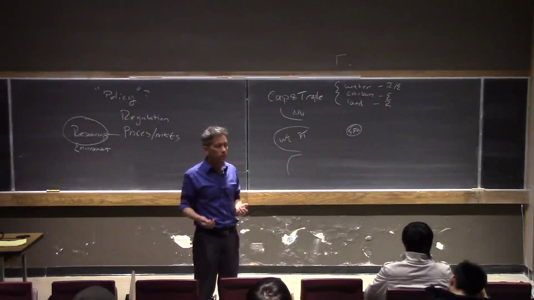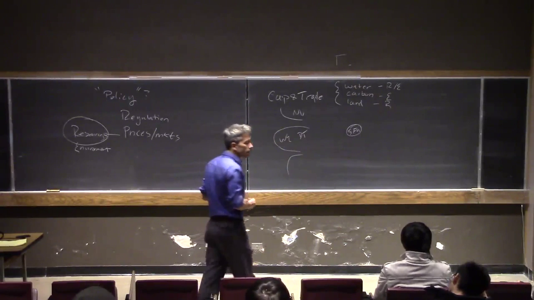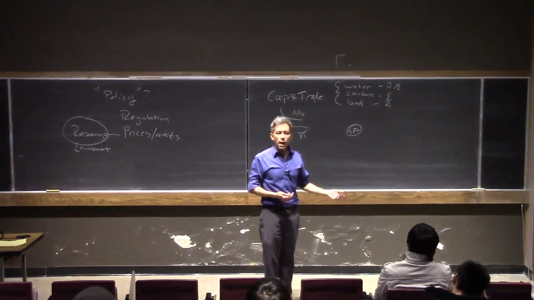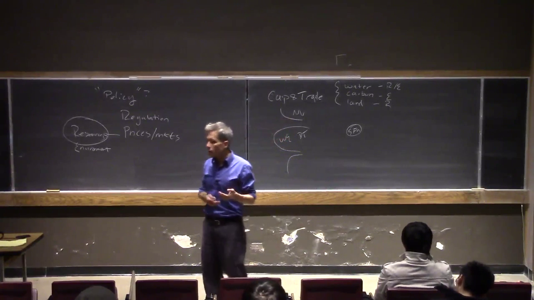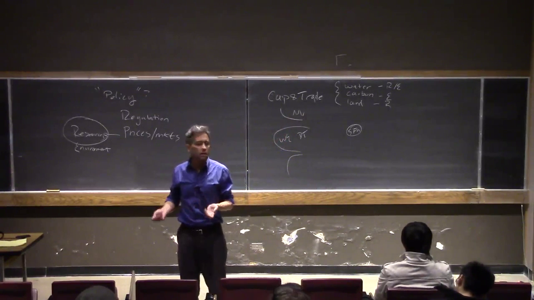It's very simple, okay? So cap and trade more or less says there's a limited supply and we're going to trade it among each other, and in trading, we are going to maximize the value.